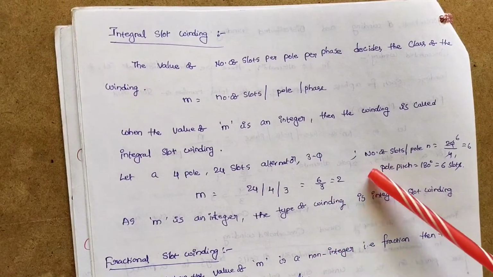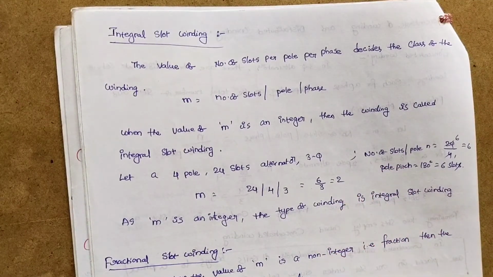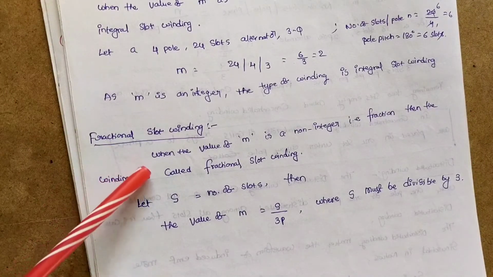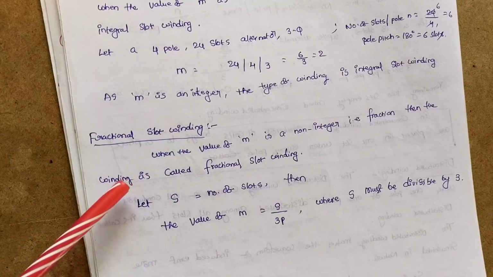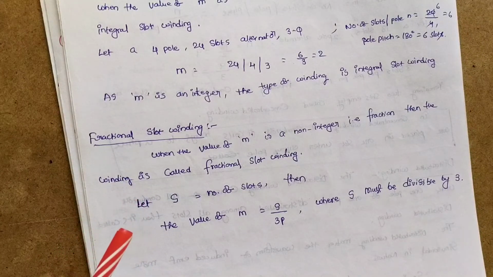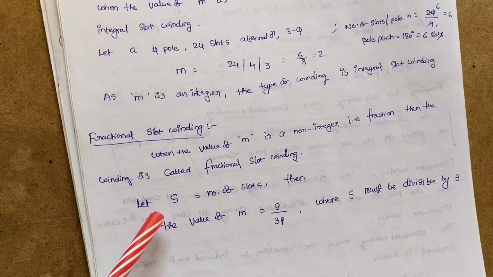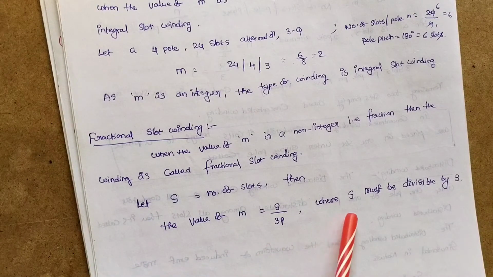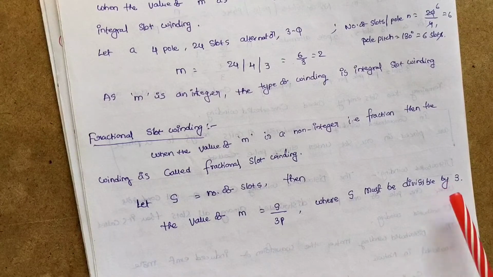If it is not an integer, then it is known as fractional slot winding, fractional pitch winding. If the value of m is a non-integer, then it is a fraction, and the winding is called fractional slot winding. For a number of poles p, let s equal the number of slots, then the value of m equals s by 3p, where s is divisible by 3.